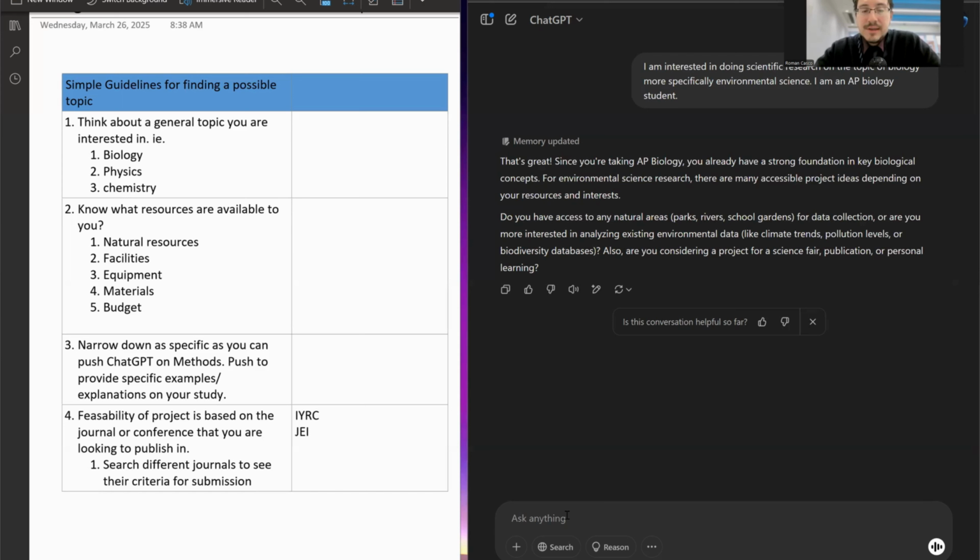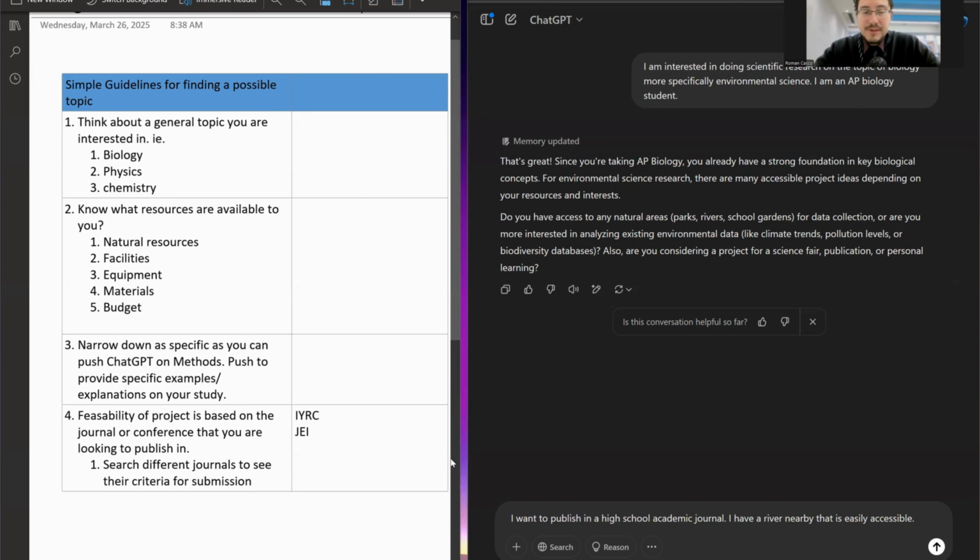Oh, definitely. This is something that you should mention. I want to publish in a high school academic journal. Okay. And let's say, depending on where you live, you have forests nearby, you have a river nearby. I have a river nearby that is easily accessible.